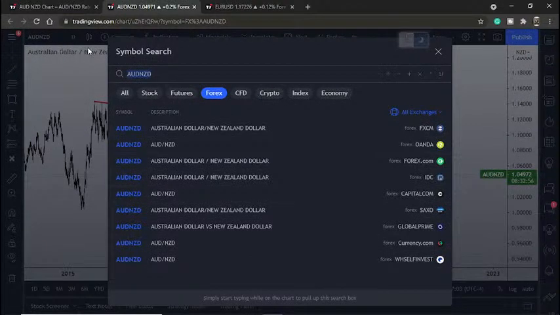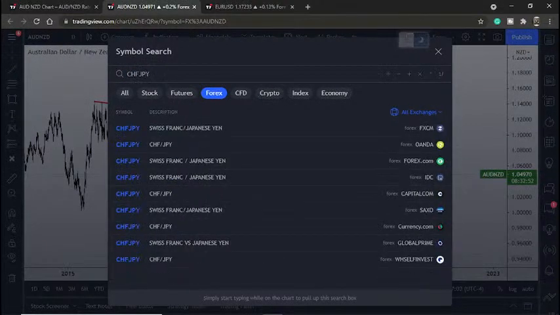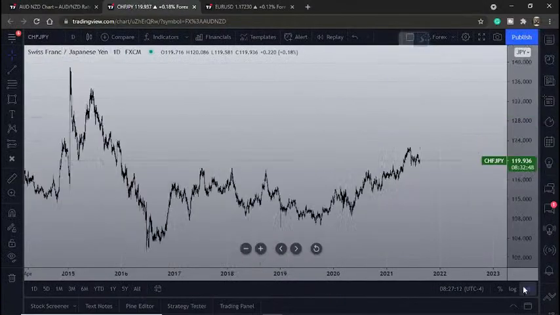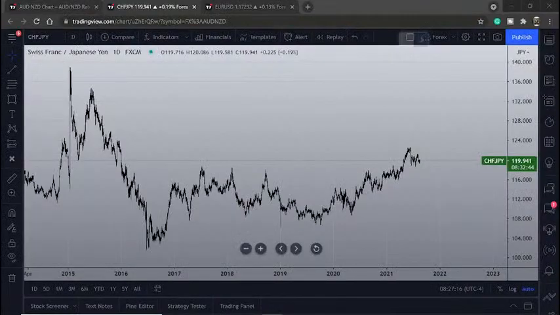Let's quickly have a look at Swiss franc yen. How are we doing for time? 3 minutes. Okay. Let me just look at something. I'm going to see on my other screen if we do have something on that. Just bear with me, guys.